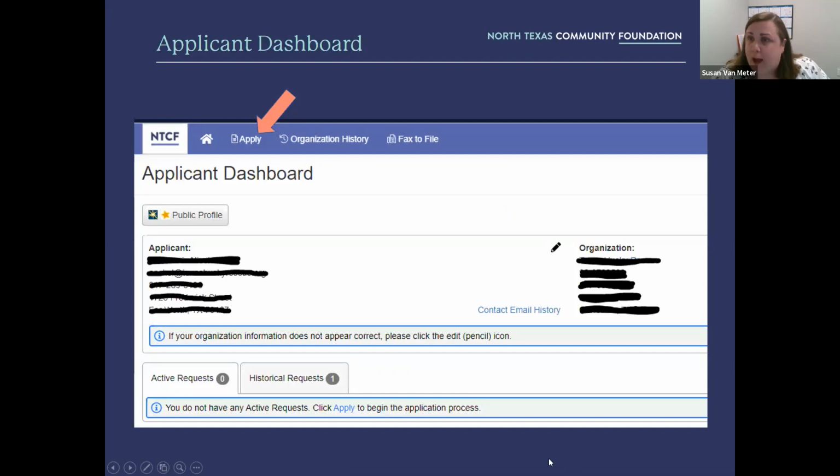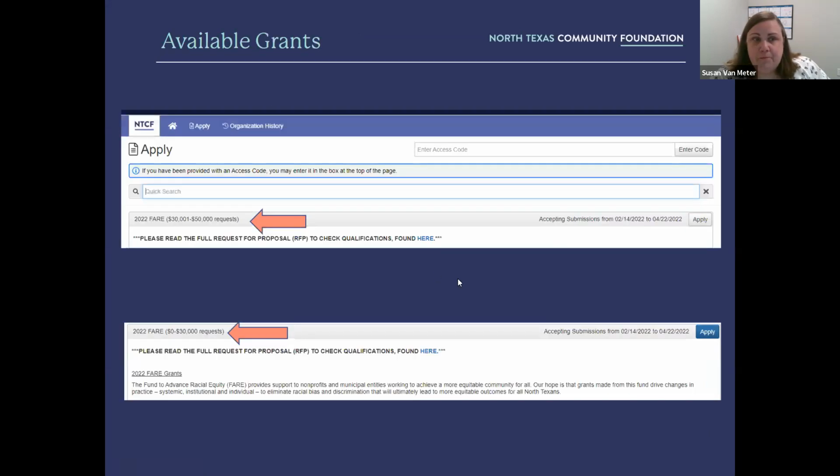Once you're in your applicant dashboard, you're going to want to click on the word apply here up at the top. And that's going to take you to every grant that is available at our organization right now. This is where you're going to want to pay close attention to what you're reading here in this grant section, because we do have multiple grants that are available, and we have multiple grants that are available for FAIR. So you're going to want to look at either the 30 to 50,000 request or the 0 to 30,000 request. And that's where you're going to click on which apply button for your grant proposal report.